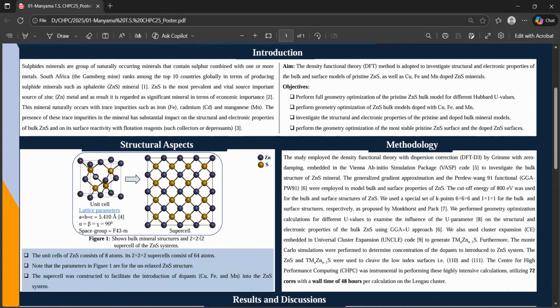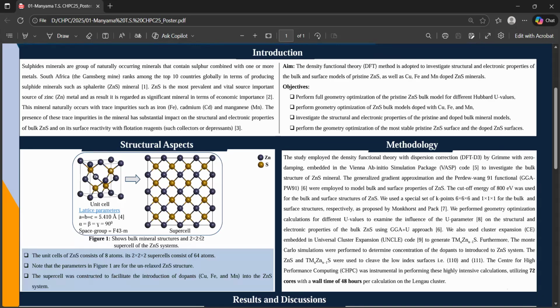We utilized density functional theory with dispersion correction embedded in the VASP code to investigate the structural and electronic properties of the bulk and surface structures of sphalerite. We used a cutoff energy of 800 electron volts for the bulk and surface structures. A set of K points, 6 by 6 by 6 and 1 by 1 by 1, were utilized for the bulk and surface structures respectively.